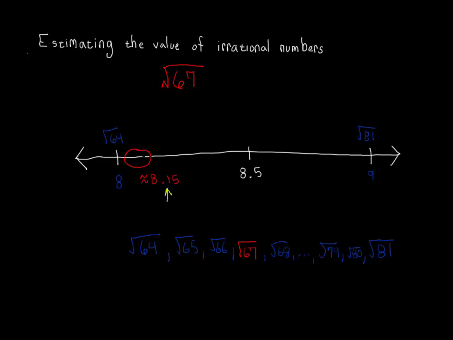What we really need to understand is that it's going to be somewhere in here, close to 8, but a little bit bigger, 8.1, 8.2, right in that ballpark. Now, finding the exact value is not what we're after right now. We're just trying to estimate the value of irrational numbers. If we want an exact value, we'll probably just go to our calculator. So let's do one more example, and then we'll call that a lesson.